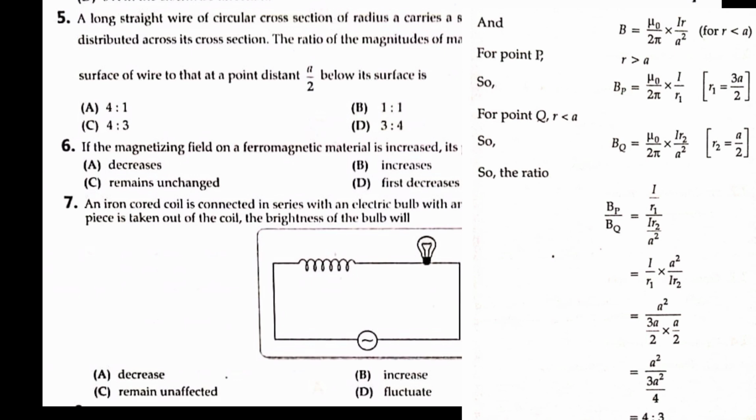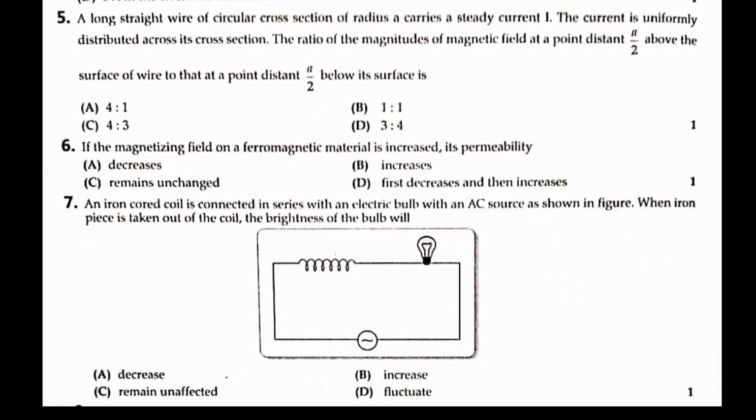That is, option C is the correct answer. That is 4 is to 3. The next question is, if the magnetizing field on a ferromagnetic material is increased, its permeability, the options are: A, decreases, then option B, increases, option C, remains unchanged, and option D, first decreases and then increases.